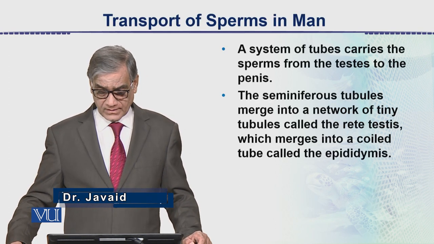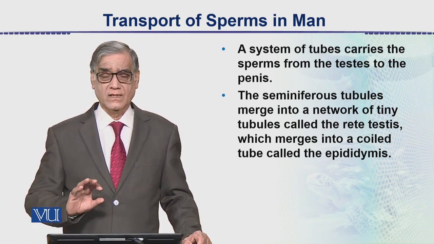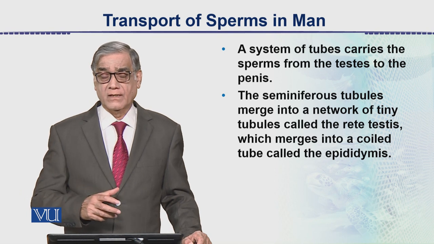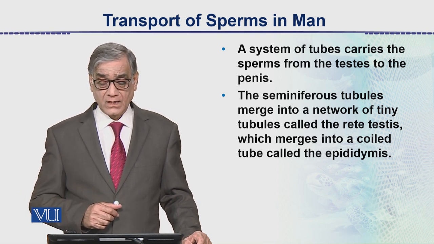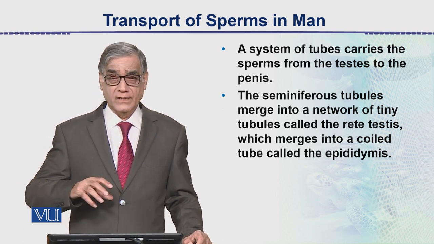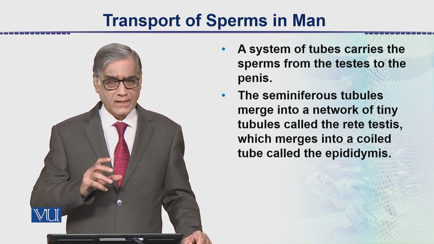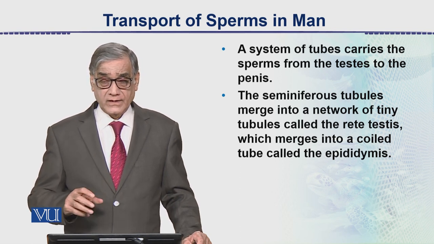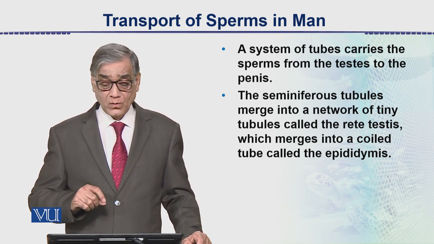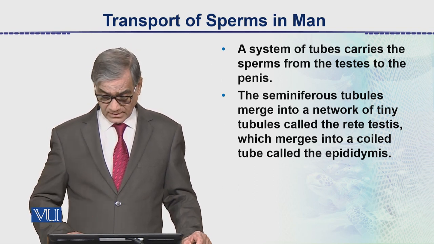Now, a system of tubes carries the sperms from the testes to the penis, which is the intromittent organ. The 70 vestibules merge into the network, which we saw in the histology, where there is an anastomosis, a very dense network, when these 70 vestibules come out into the epididymis. This part is called the rete testis, which merges into a coiled tube called the epididymis. So we are familiar with the epididymis now.